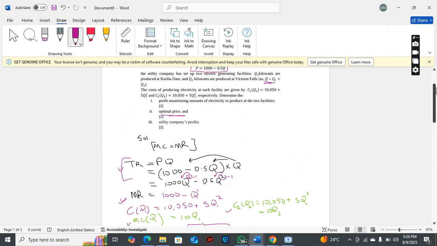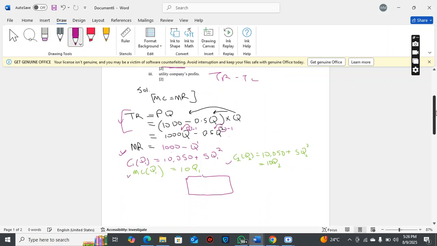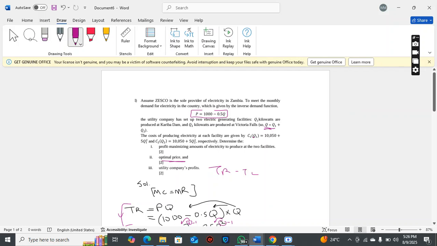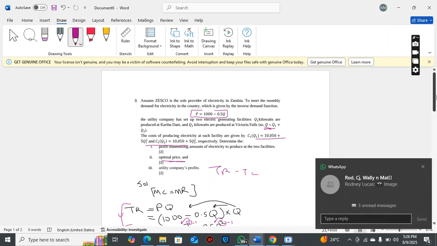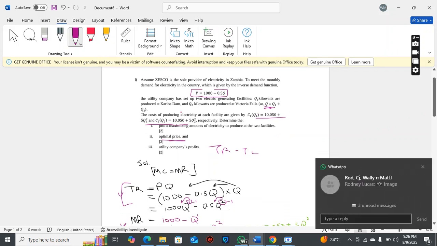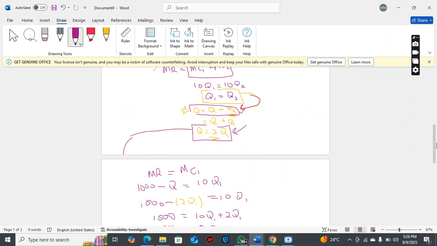The utility company's profits. So profit, remember, profit is total revenue, TR, minus total cost. So we need to combine the cost functions, this plus this one, then we get our total cost. Or if you want, you don't even need to combine them. Just substitute Q1 in the first cost function and Q2 in the second cost function.